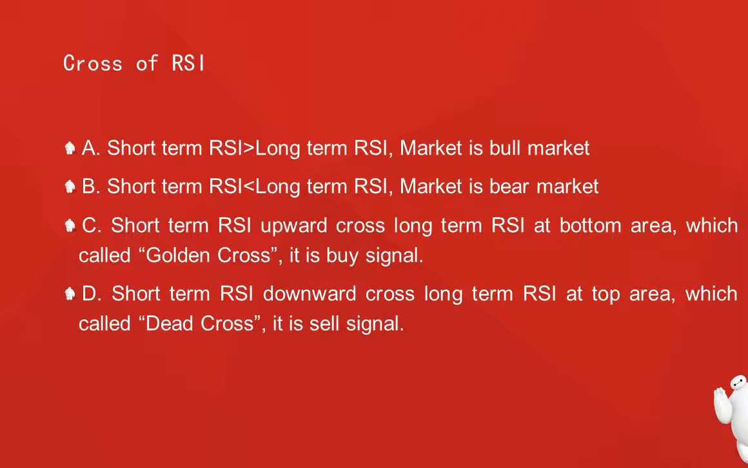The next one: when the short-term RSI crosses upward through the long-term RSI at the bottom area, which is called a golden cross, it is a buy signal. When the short-term RSI crosses downward through the long-term RSI at the top area, which is called a dead cross, it is a sell signal. But you should check the premise that the RSI is in the top area or bottom area. This is very important for us.